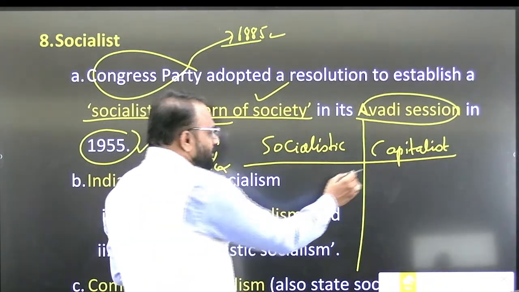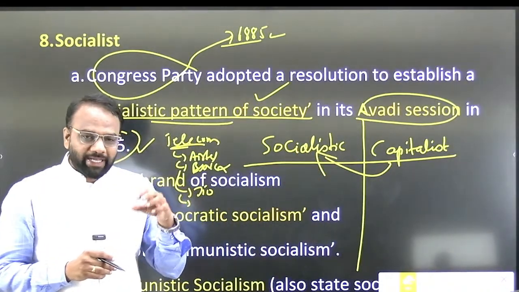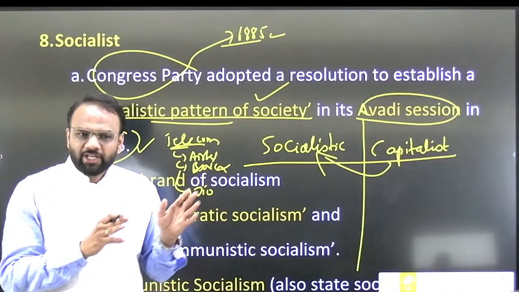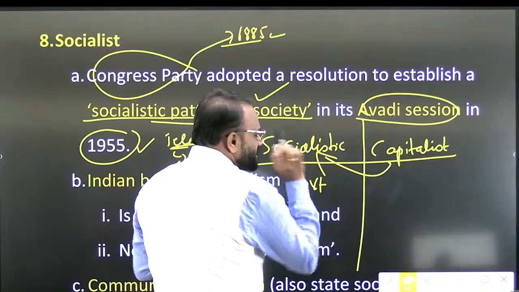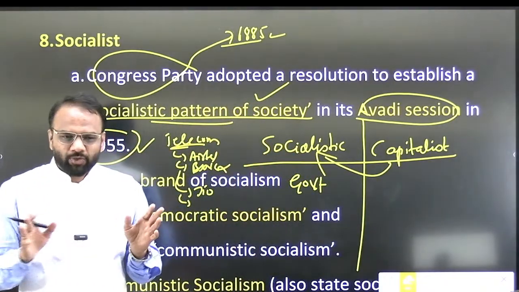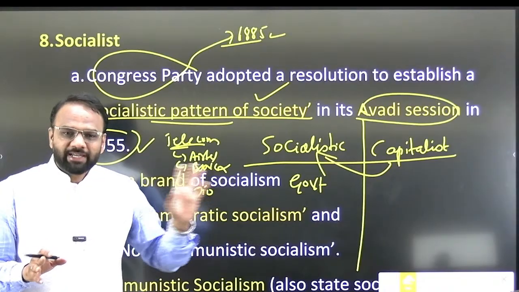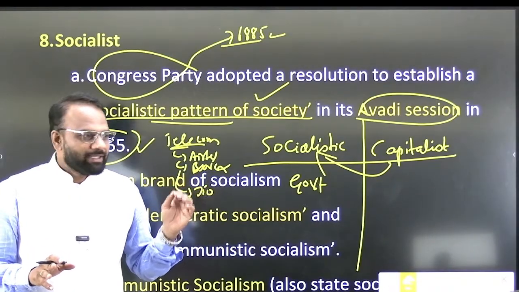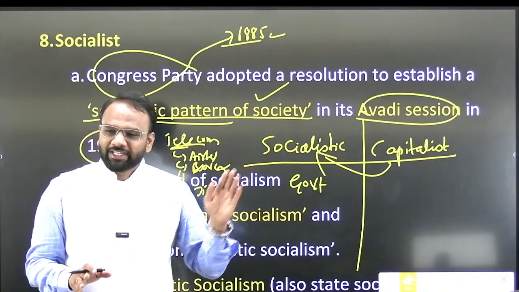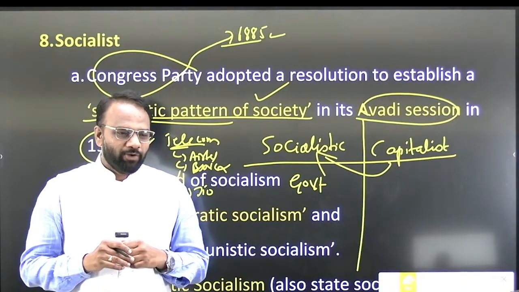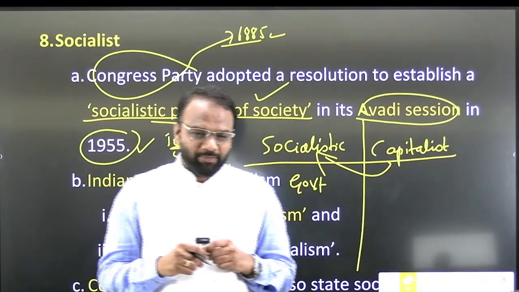So the opposite of capitalism is socialism, or socialistic. We will not go into detail because there are some minute differences we will not be discussing here. Socialistic means everything is owned by the government. Nothing is owned by private parties. It means in a socialistic country, only BSNL will be there. There will be no Airtel, there will be no Jio. In a capitalist country, there will be only Airtel and Jio, there will be no BSNL.